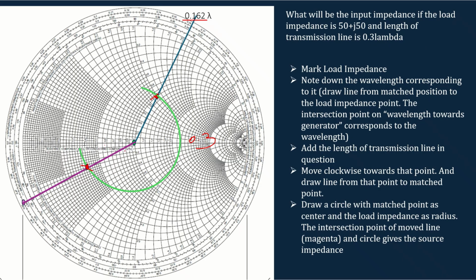These are the steps that you have to follow to find the impedance at the input if you have connected a load impedance. That is what is meant by wavelength towards the generator, or wavelength towards the source.